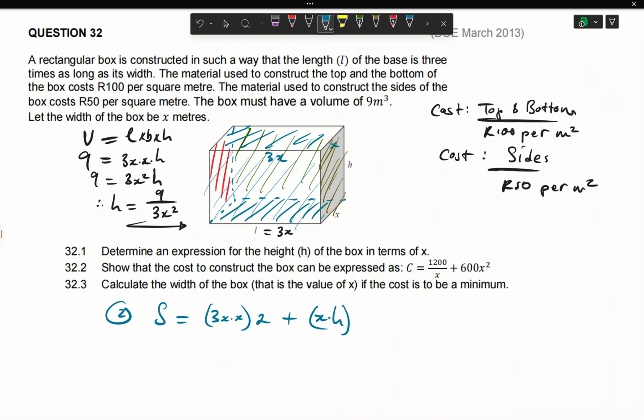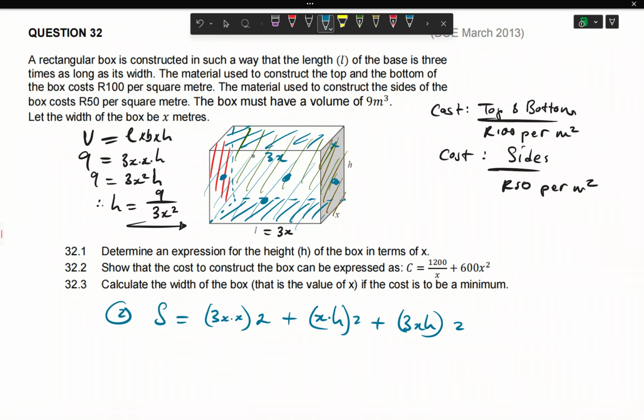But how many of those? There are 2. This part and this part look the same. So now let's calculate this part and the one at the back, the front and the back. The area of these faces is going to be the length times the height. That's going to be 3x h, and then multiply this by 2. So let's make sure that we wrote this correctly.